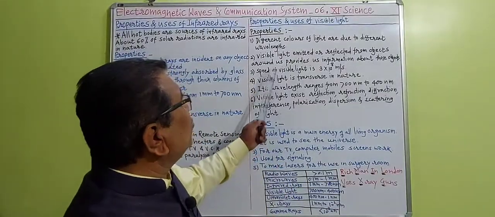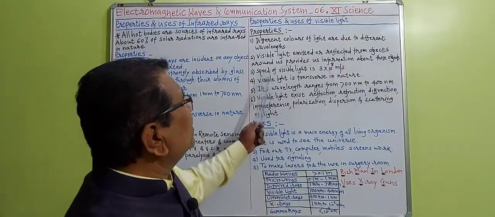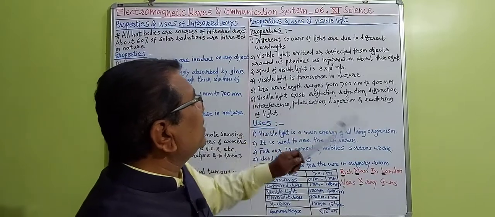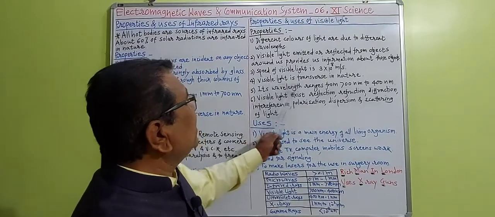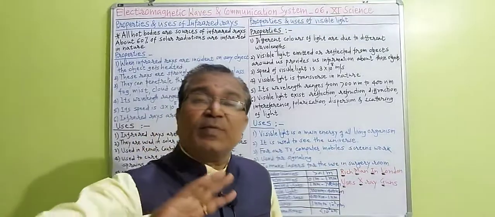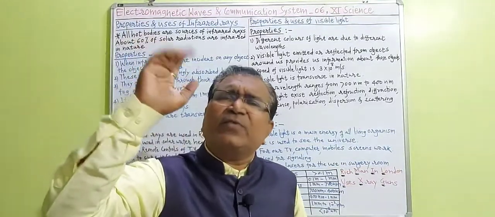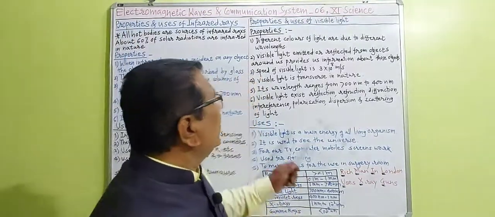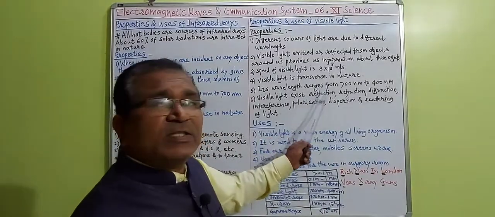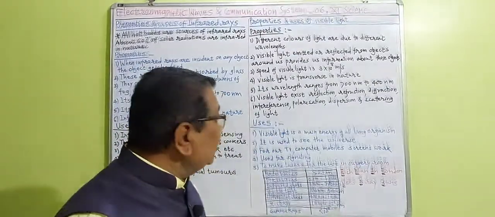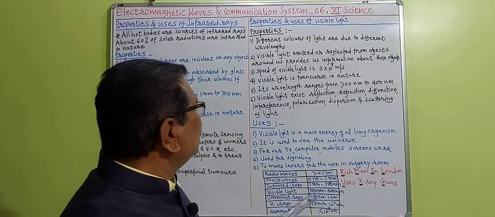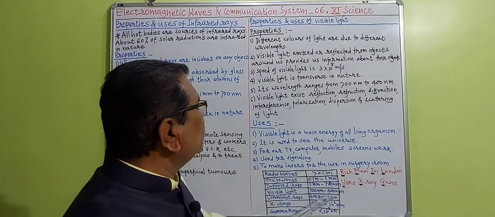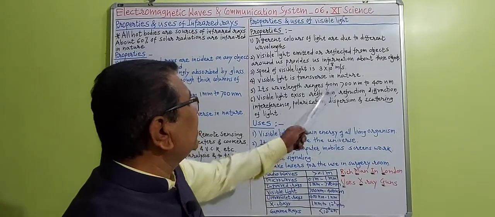Here are the two common properties that I have written. Speed of visible light is 3 into 10 raised to 8 meter per second. Visible light is transverse in nature. These two properties are common to all electromagnetic waves, dear student. Remember well. While writing the wavelength range, refer to this table again. The wavelength range of visible light is what? 700 nanometer to 400 nanometer, that I have written here.